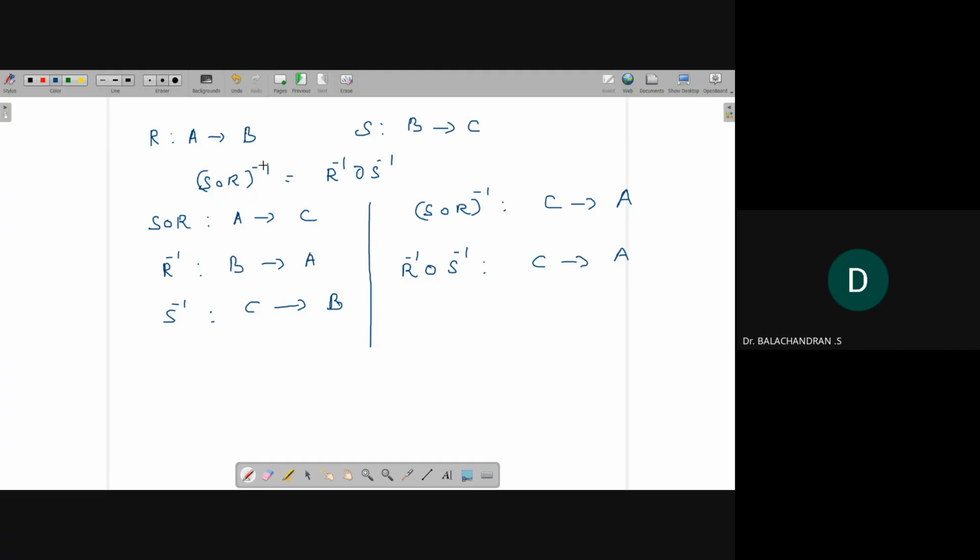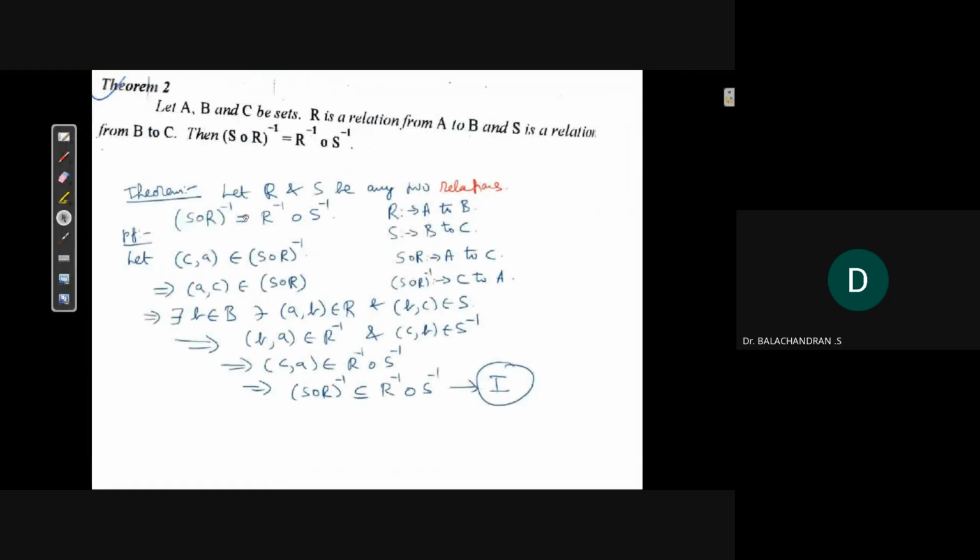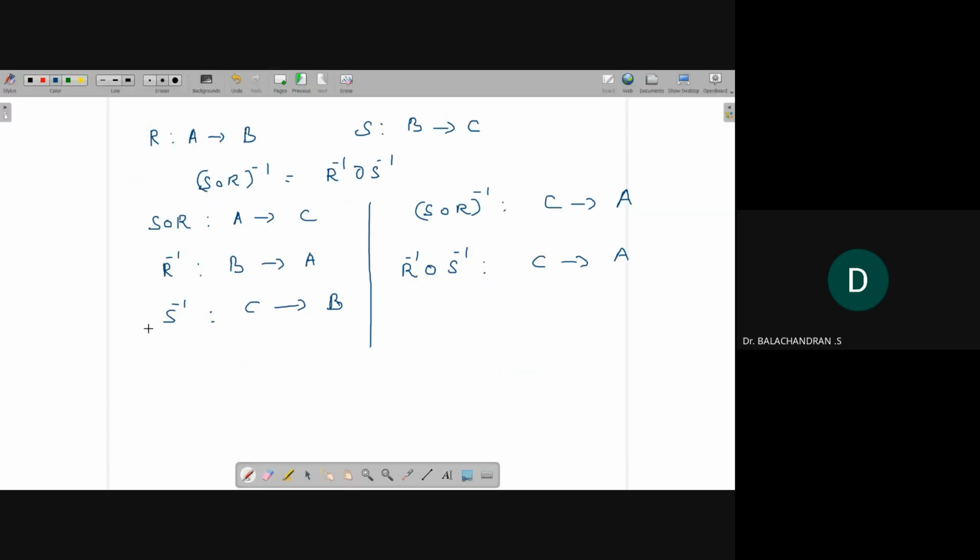Now, the same idea: if this is A and this is B, I want to prove that A is a subset of B and then B is a subset of A. So how are we going to do it? Let us take (C, A) in (S composition R) whole inverse. Because (S composition R) inverse is a function from C to A, that's why I'll take (C, A).